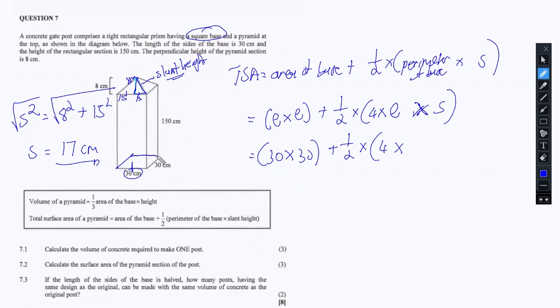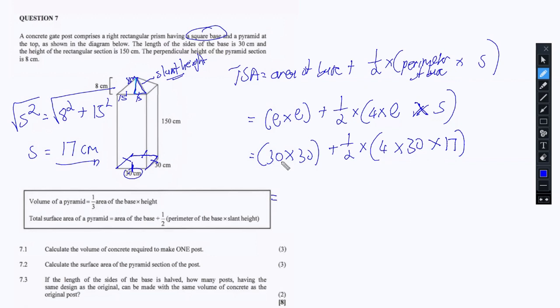What is the perimeter? Perimeter is simply adding all the sides. So this side plus that side plus this side plus this side. One quick way to do it is to realize that all the sides are equal in length, so you can simply say 4 multiplied by 30. So that's 4 multiplied by 30 multiplied by the slant height of 17. Be careful: you do not put the perpendicular height. You put the slant height when it comes to calculating the area.